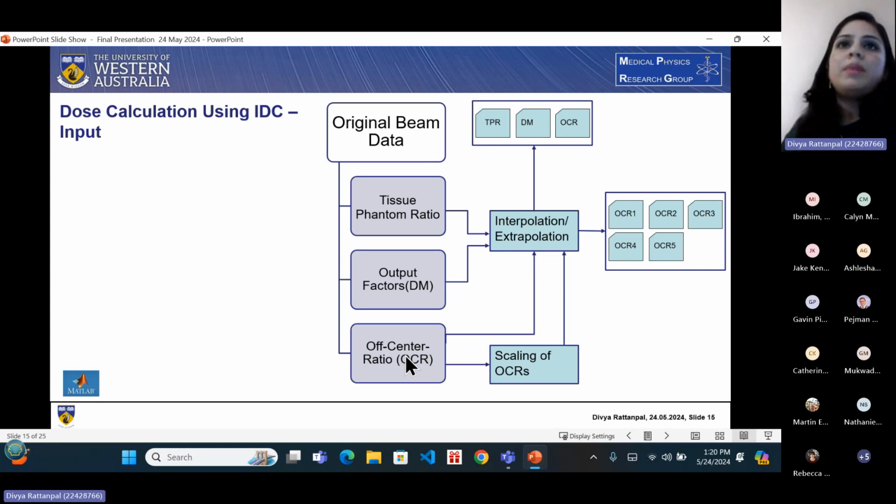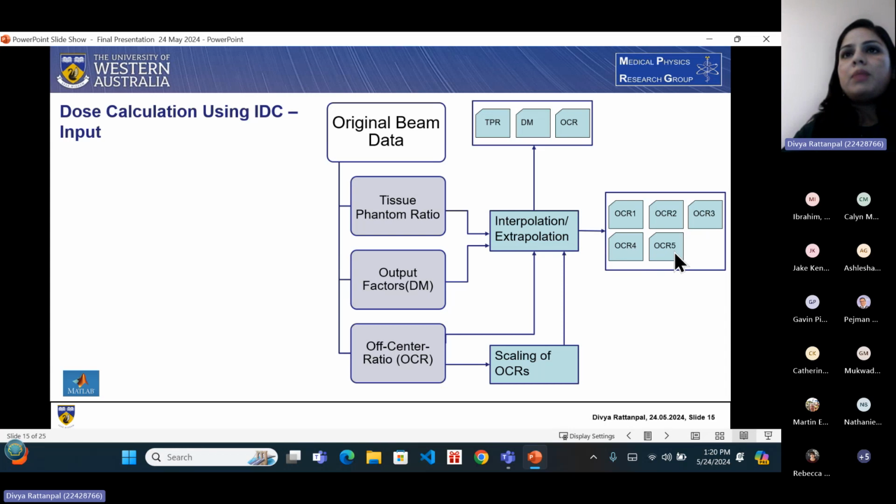One more step in the MATLAB coding is the off-center ratio data. It has been scaled with 5 scaling factors: 5%, 10%, 15%, 20%, and 25%. After the off-center ratio data has been scaled, it is interpolated and extrapolated, and it produces 5 additional sets of modified off-center ratio values that we have used for the dose calculation.